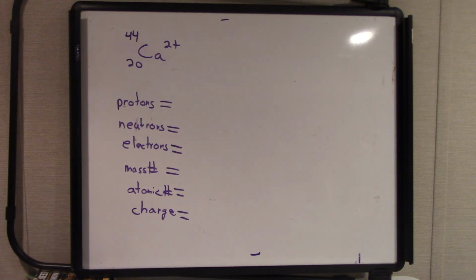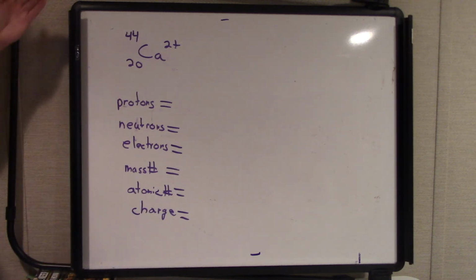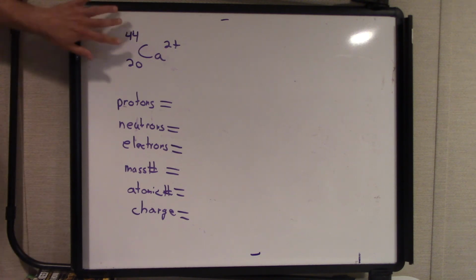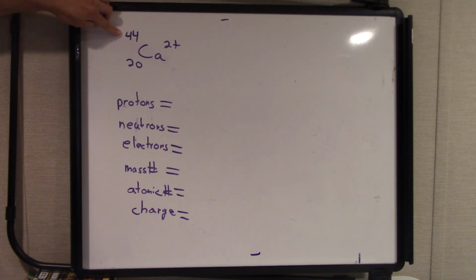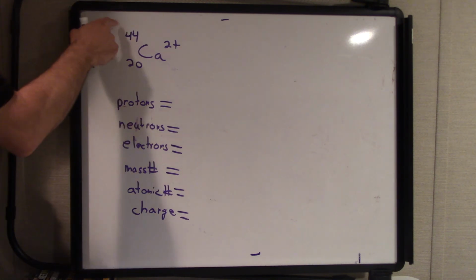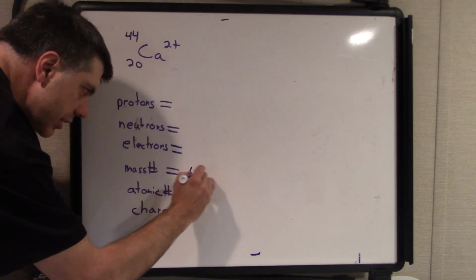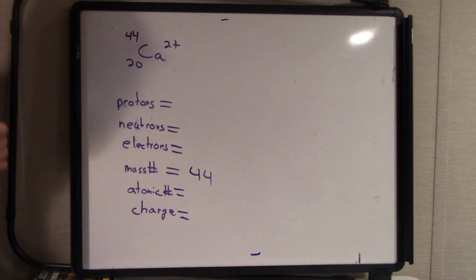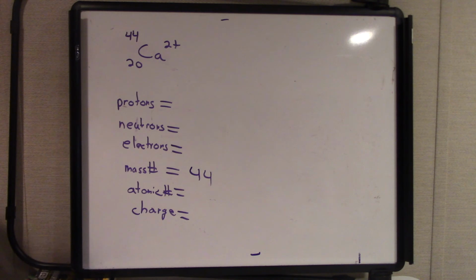You just want to make sure you're able to extract that out. So let's go ahead and start extracting this information out. First thing we want to do is recognize in the upper left hand corner, that's where the mass number would go. So our mass number here is 44. So first off, it's just recognizing where the information is located. The mass number, upper left, that's going to be 44.